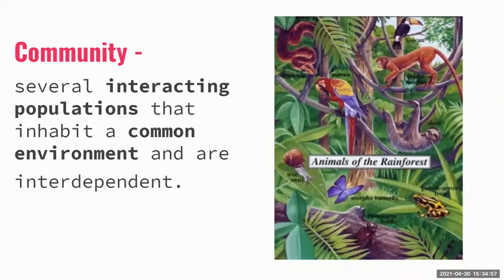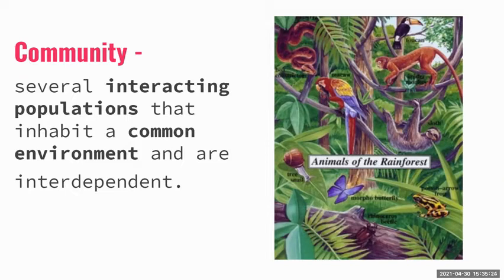Going up from population, we have a community. So community is several populations that are inhabiting the same environment, a common environment, and are interdependent. They kind of do their own thing, but they interact with each other and depend on each other for certain things. Multiple organisms make a population, multiple populations make a community.